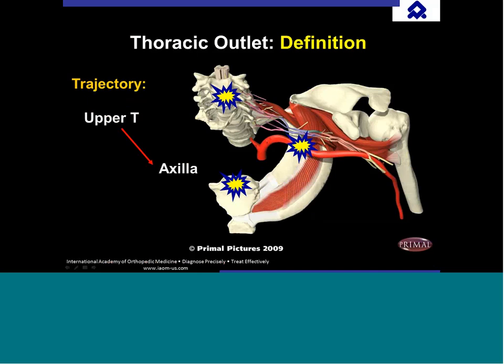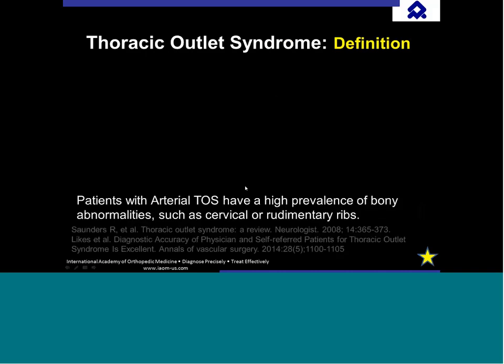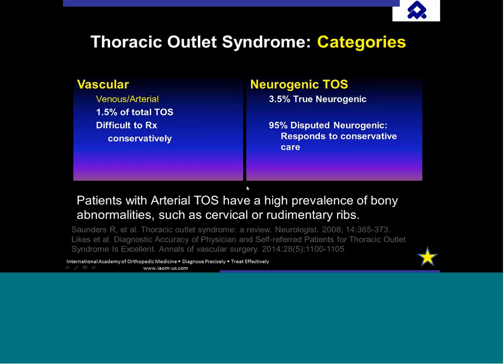Here, our definition of the thoracic outlet is a space. It's the spine, kind of obvious, the sternum, and the lateral aspect of the first rib. The definition also includes some sort of irritation. Anytime there are symptoms, there's an irritation of the neurovascular bundle, there are narrowing pathways. It can be non-radicular, which drives us crazy if we're trying to find the radicular. And our question is, is it a compression problem, or could it be something different? So here are the categories.